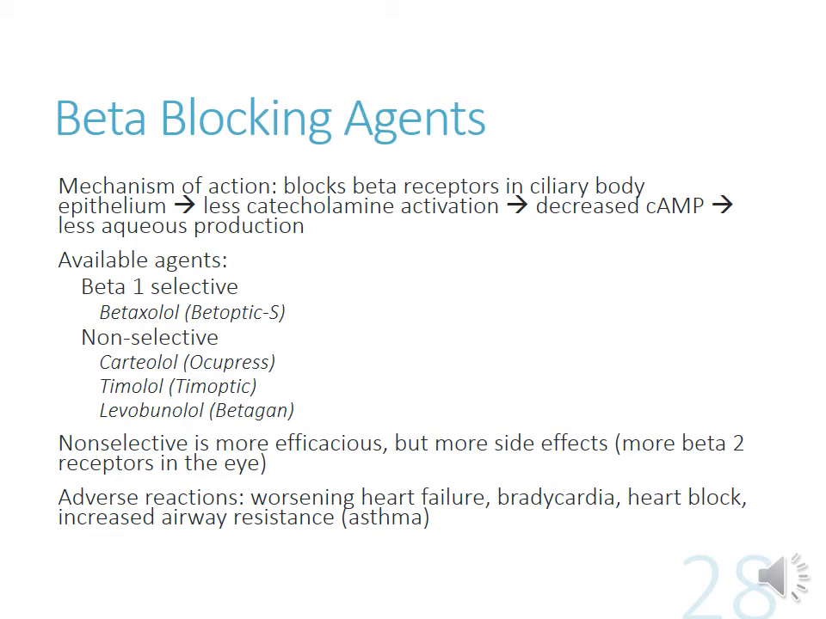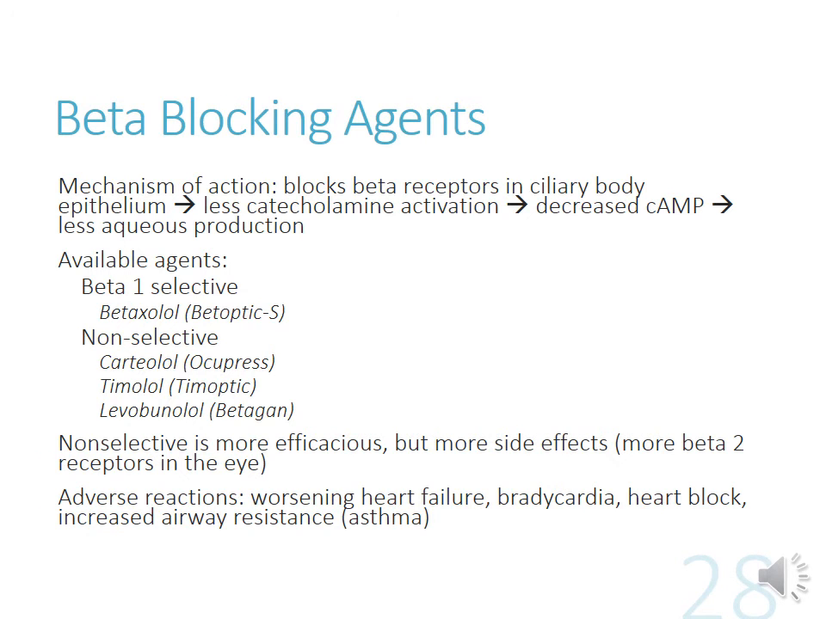So the non-selective agents are actually going to be a little bit more efficacious than your selective agents, because the eye happens to have a higher density of beta-2 receptors than beta-1 receptors. But there are some inherent problems with using non-selective beta blockers. Some of the things you'll see, and I'll show you the reason why in just a second, are worsening of heart failure, bradycardia, heart block as an extension of that, and also increased airway resistance in patients who have asthma.